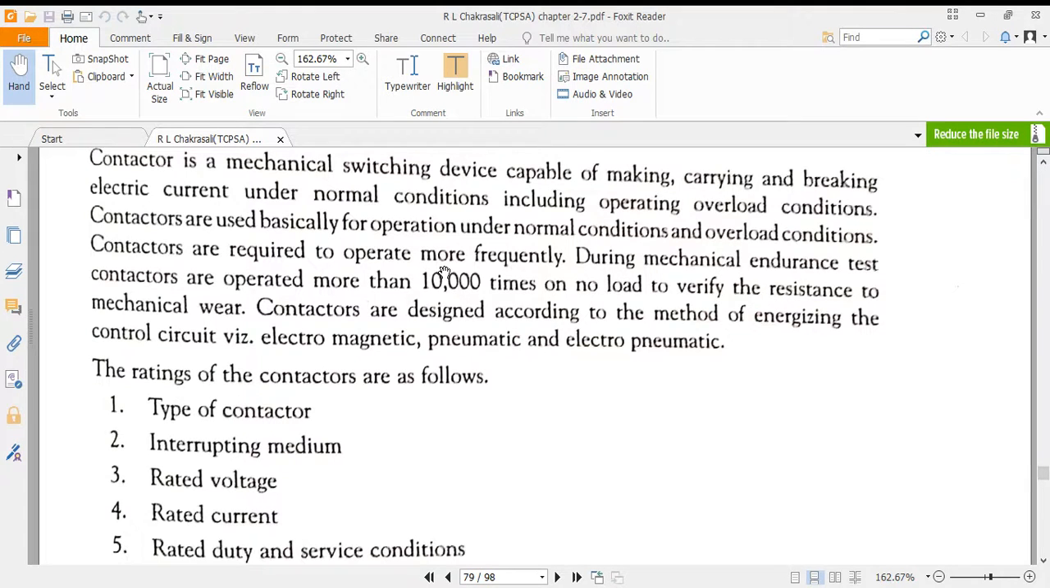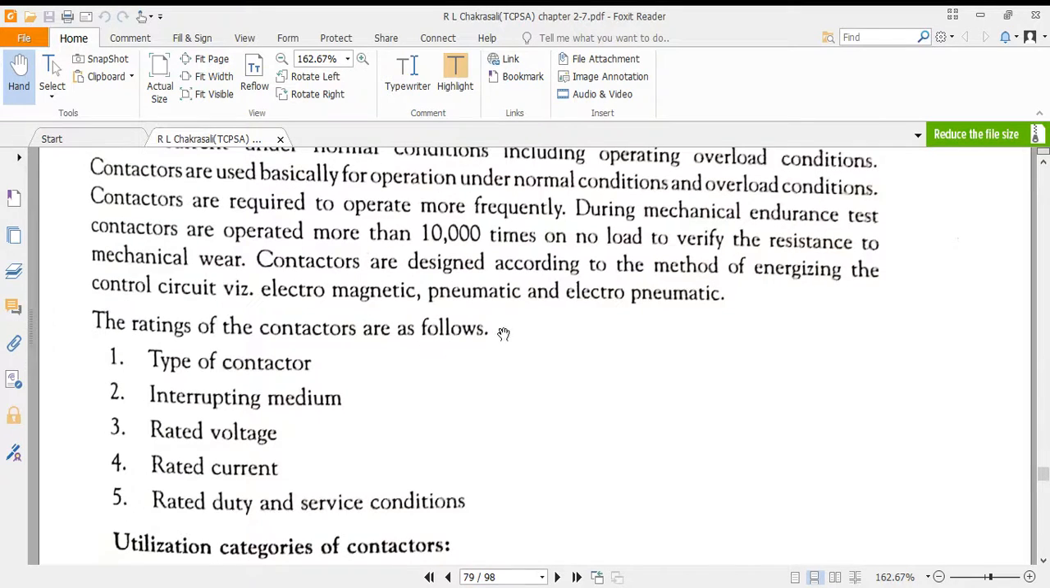These contactors are required to operate more frequently. The best example for a contactor is a switch in our house. We operate it many a time. In a similar way, in the electrical system also, there are some operations where we need to make and break the circuit very often, more frequently. Such times these contactors are used. During mechanical endurance tests they are operated 10,000 times. This is the testing time, to verify the resistance to mechanical wear.